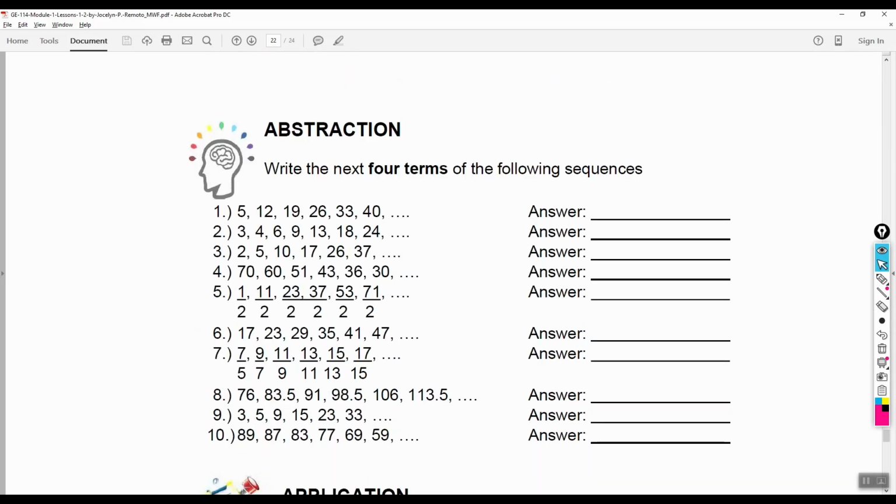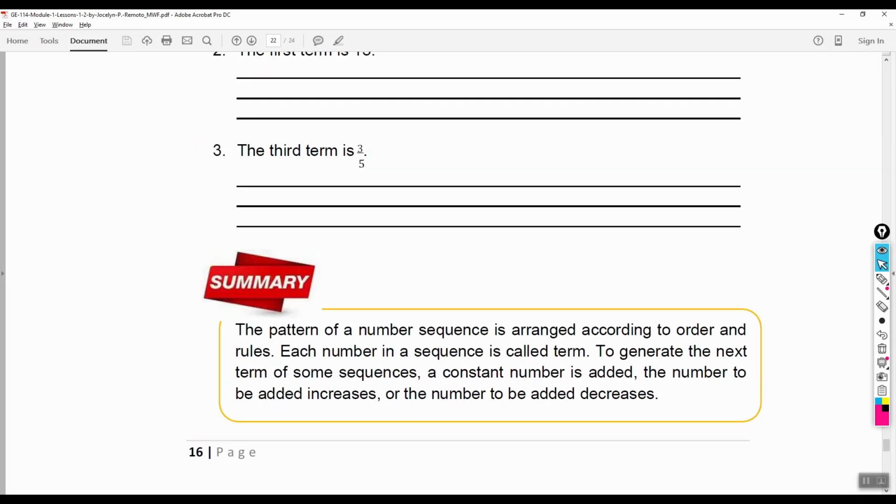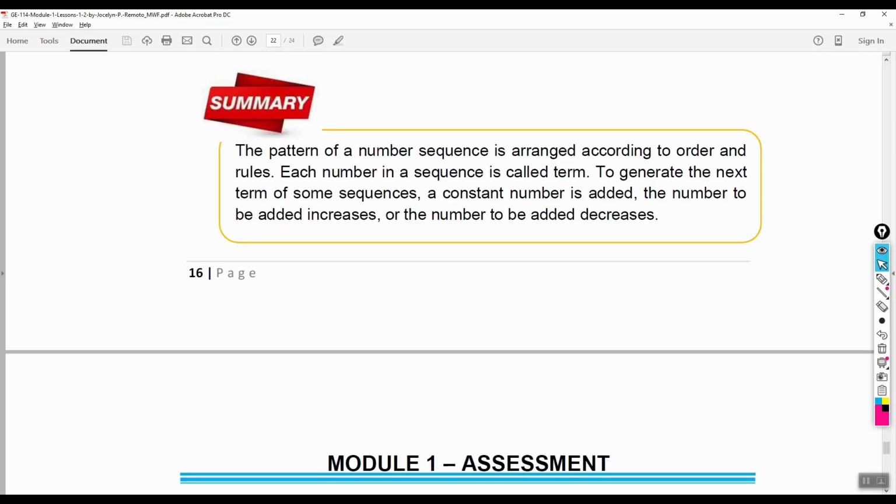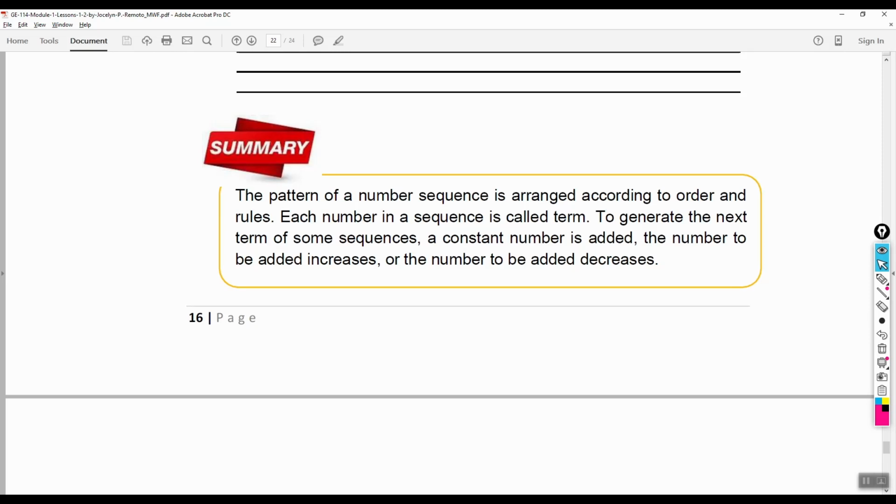So submit this one and then forward it to the GC. Okay, so forward it to GC, then state your name so that it will be recorded accordingly. Thank you.